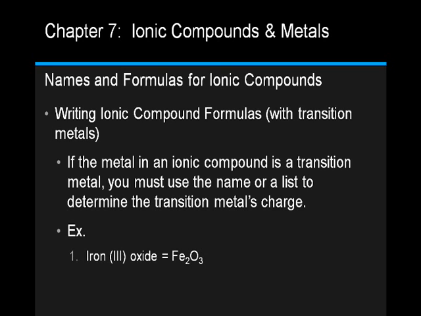Now, for an example, the name iron(III) oxide. Iron 3 tells you that the iron has a 3 plus charge. So we know that we can put iron 3 plus, oxygen 2 minus, and we crisscross to get Fe2O3. Now what I'd like you to do is go ahead and pause the video and write out what you would get for zinc(II) fluoride. How would you write that formula? And then resume the video once you're ready to see the answer.